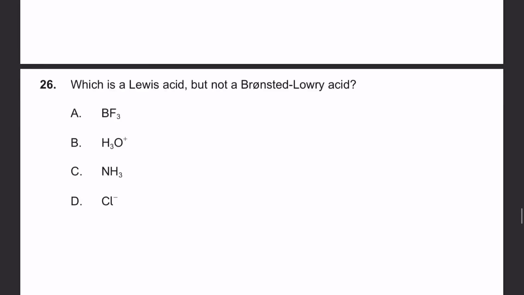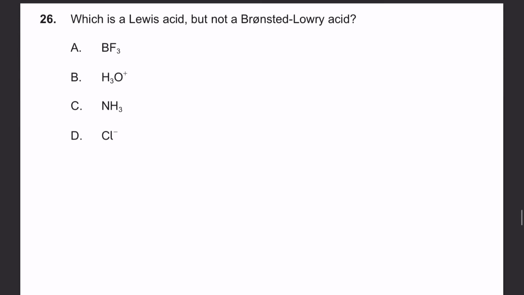Let's move on to question 26. Here we have to find out which is a Lewis acid and not a Brønsted-Lowry acid. Brønsted-Lowry acids are those which can donate H+, and bases are those which can accept an H+. So firstly, NH3 is a base, not an acid. So C will not be an answer.